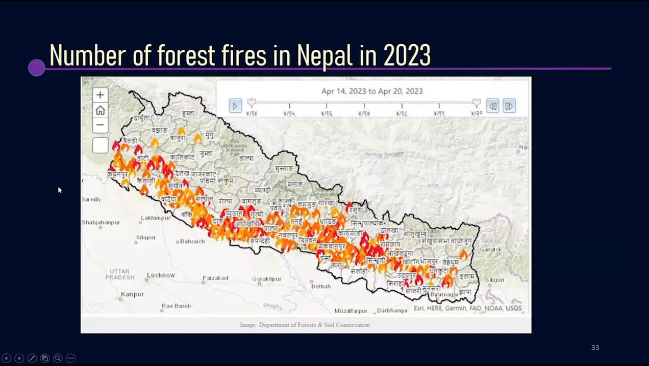Another example, number of forest fires in Nepal in 2022. This is an example of the choropleth map. It shows where the problem lies and how severe the problem is. And different color coding has been used.